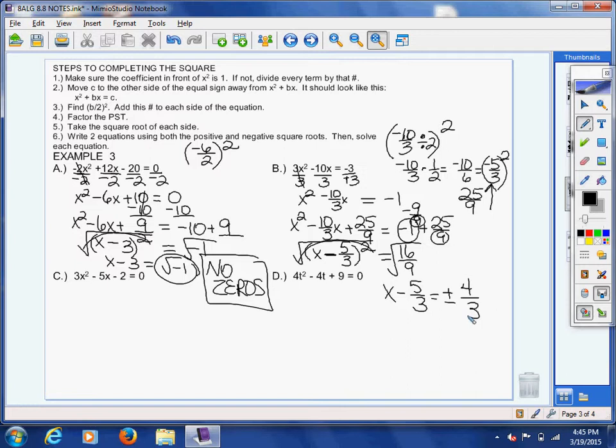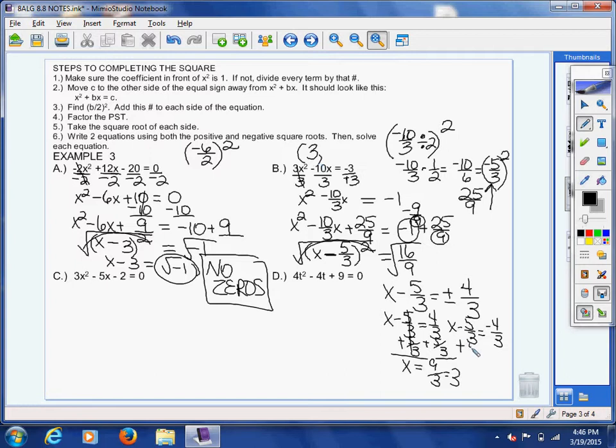So now we have two equations. We've got x minus 5/3 is equal to 4/3. We also have x minus 5/3 is equal to negative 4/3. Now they have the same denominator, so that's really good. All we have to do is add 5/3 to both sides. We have x equals 4 plus 5 is 9/3, and 9/3 is 3. So it actually worked out to be exactly the integer 3. That's one of our zeros.